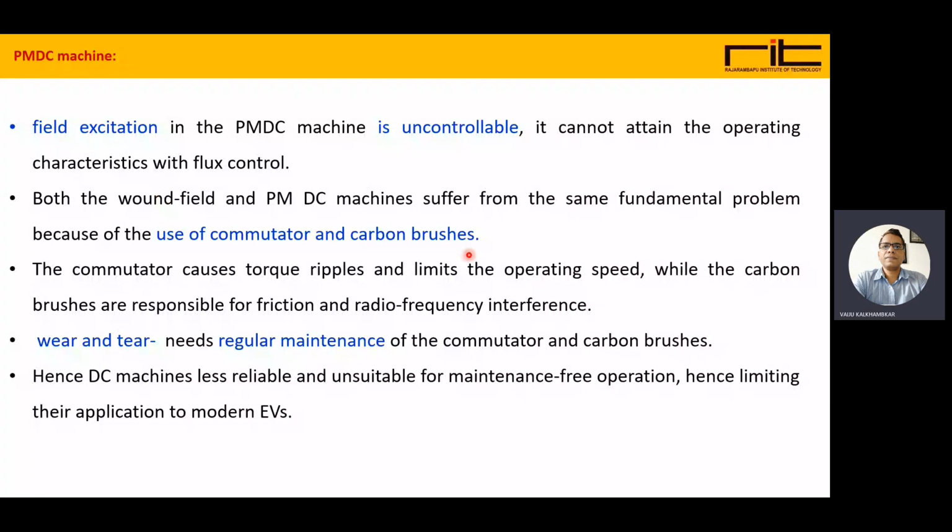Then there is wear and tear here, as there is a commutator and carbon brush. So it needs regular maintenance, and therefore DC machines are less reliable and unsuitable where maintenance-free operation is needed, limiting their applications in modern electric drives.